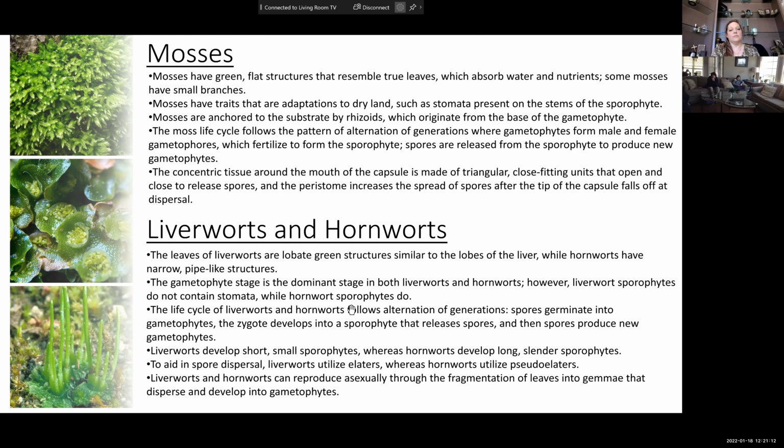The cycle of liverworts and hornworts allows alternation of generations. Spores germinate into gametophytes. Zygote develops into a sporophyte, then releases spores, and then the spores produce new gametophytes, and it just keeps going.